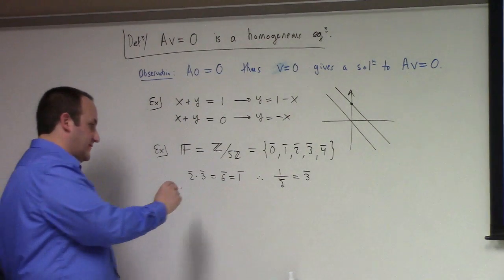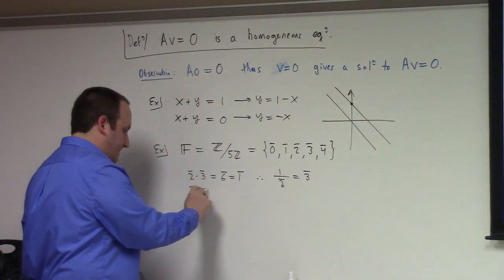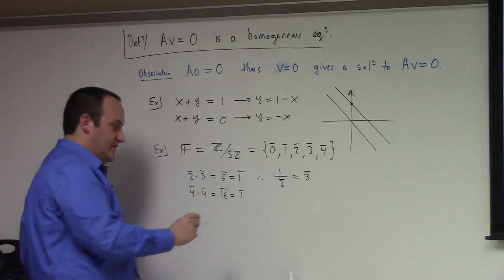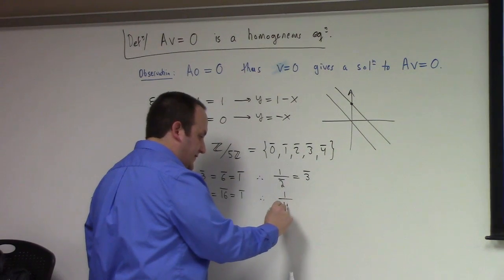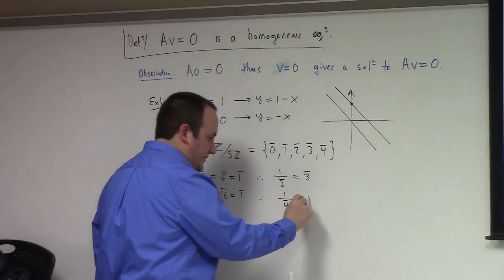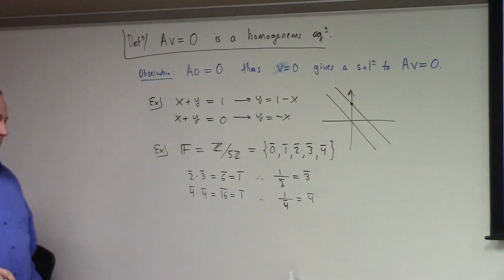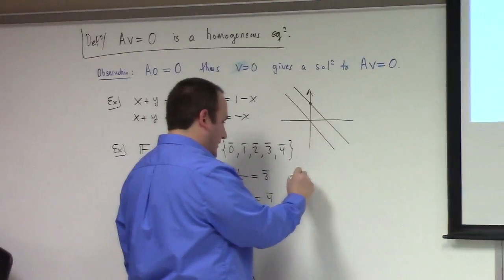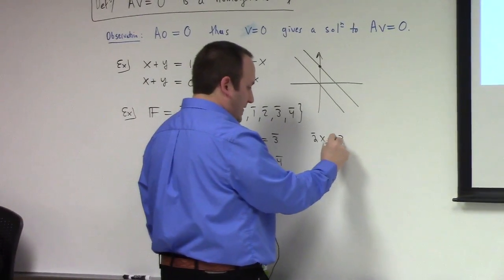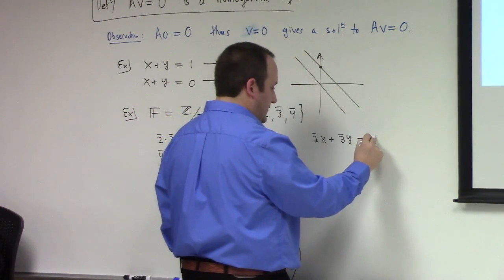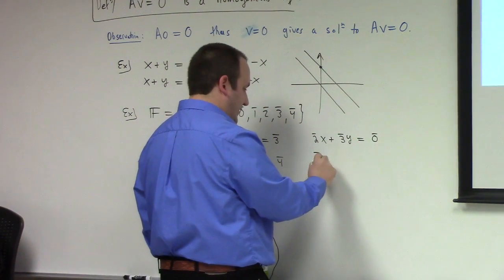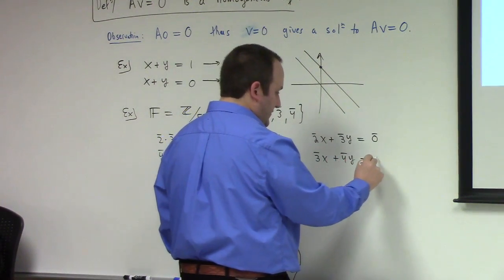How about 4? What happens to 4? 4 times 4 is what? 16, right? But 16 is 1 mod 5. So 4 is its own multiplicative inverse. So 1 over 4 is equal to 4 itself. Now I'm just reminding you of these facts because I want to solve a little equation right here. What if we have 2 bar times x plus 3 bar times y equals 0, and 3 bar times x plus 4 bar times y equals 2?